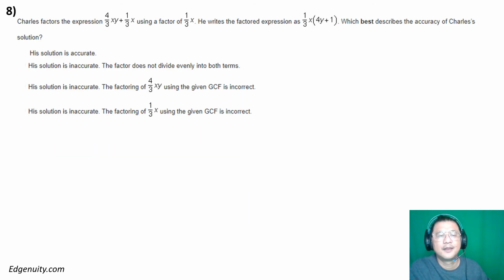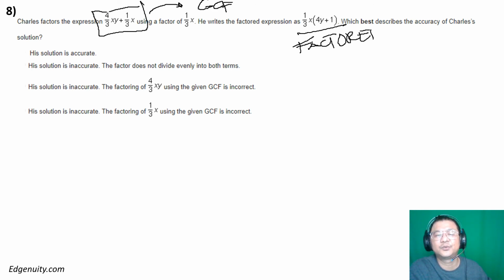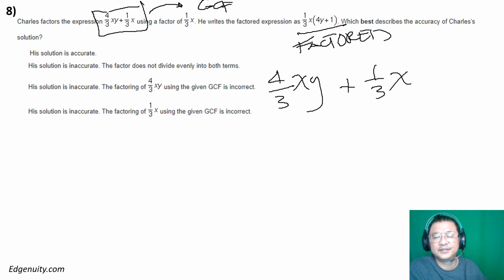Okay, so for this problem, Charles factors the expression, okay, this is the GCF, and these are the factored out. Factored already. Let's see which one describes it correctly. Did he do it right? Okay, so let's see. 4/3 xy plus 1/3 x. Okay, so what is common? The common is the bottom 3. Therefore, the GCF is 1/3.